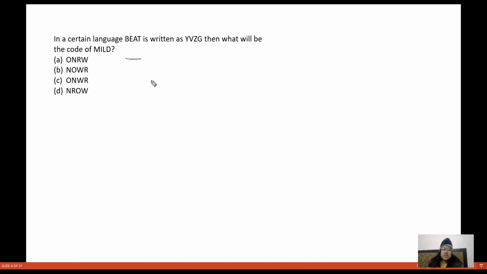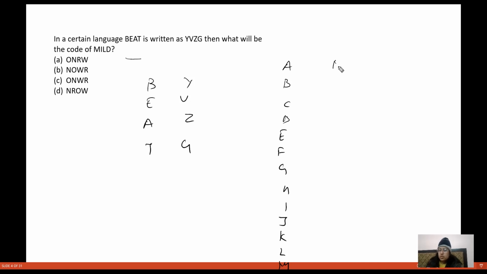Guys, look at this question. You have BET is equal to YVZG. Now let us just write your alphabets. I am explaining, so that's why I'm writing them again and again. If you get two or three questions in the examination, or if you are able to remember the sequence, then it is well and good.